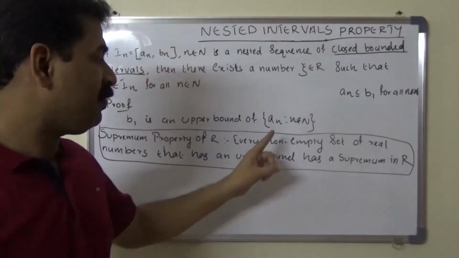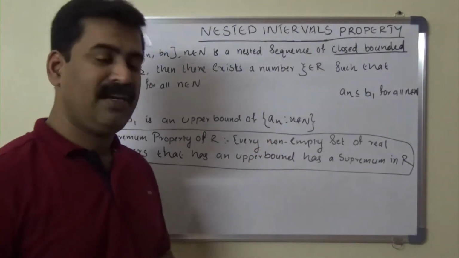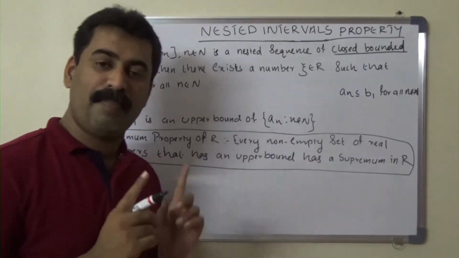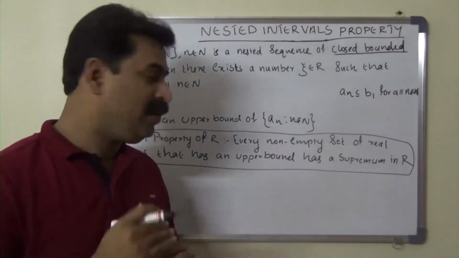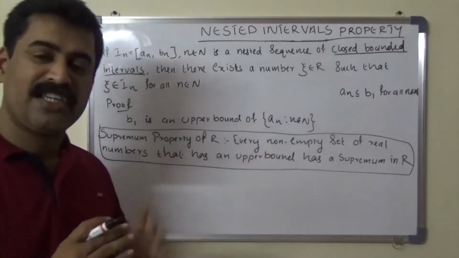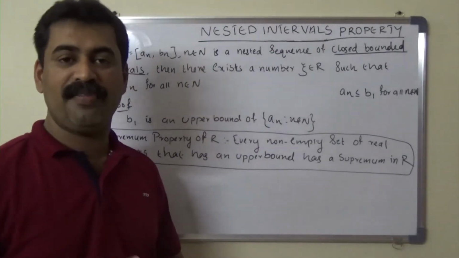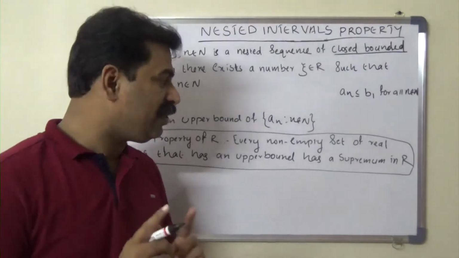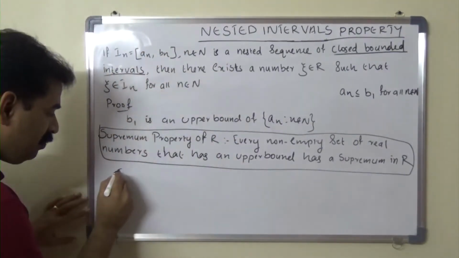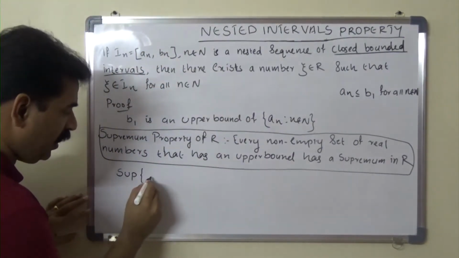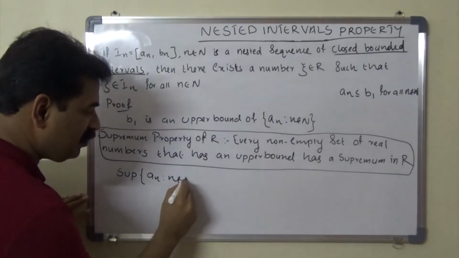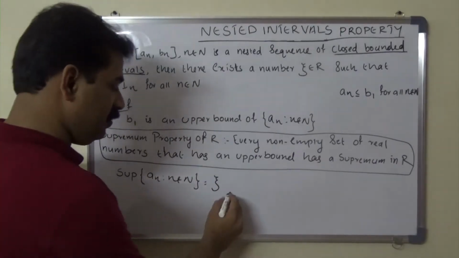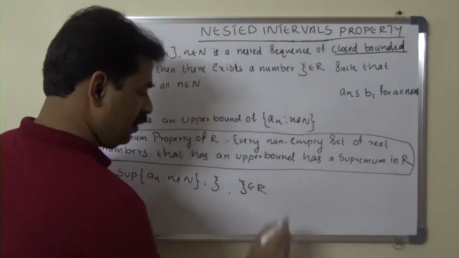Clear? Here, the set of all an such that n belongs to N is a non-empty subset of R, and it has an upper bound. That means this collection is bounded above. Here, b1 is an upper bound of this collection. So, by the supremum property of R, this collection has a supremum in R. We denote it by psi. That means the supremum of the set of all an such that n belongs to capital N equals psi. Psi is a real number. Psi belongs to R.